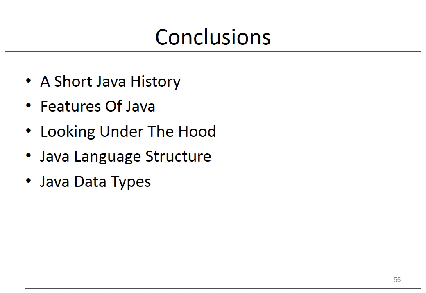To conclude, in this chapter we started by providing a short overview of the Java history. We then reviewed the key features of Java and took a look under the hood of the Java technology stack. This was followed by an introduction to the Java language structure. The chapter concluded by discussing Java data types.